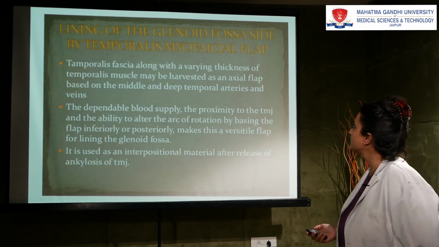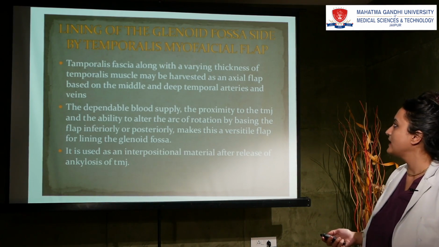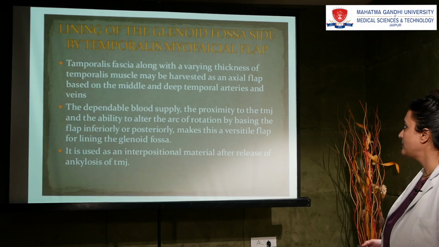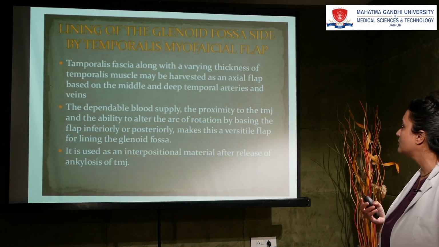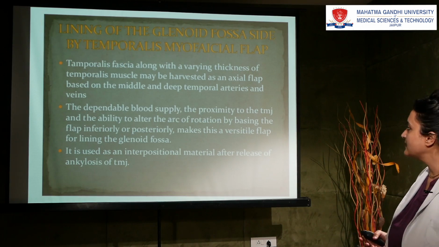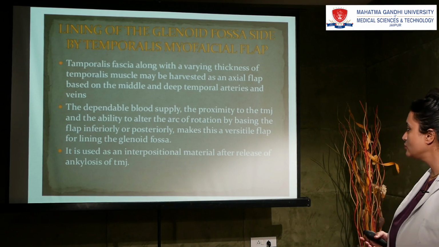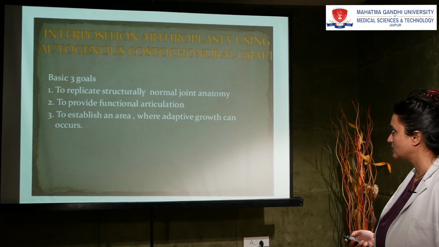Temporalis fascia along with a varying thickness of temporalis muscle may be harvested, and an axial based flap on the middle and the deep temporal arteries is taken. The dependable blood supply, the proximity of the TMJ and the ability to alter the arc of rotation by basing the flap inferiorly or posteriorly makes this a versatile flap for lining the glenoid fossa. It is used as an interpositional material after release of the TMJ ankylosis.